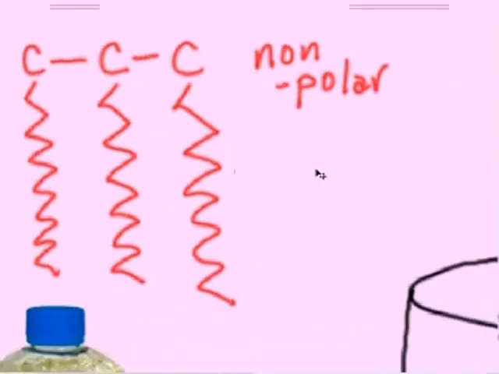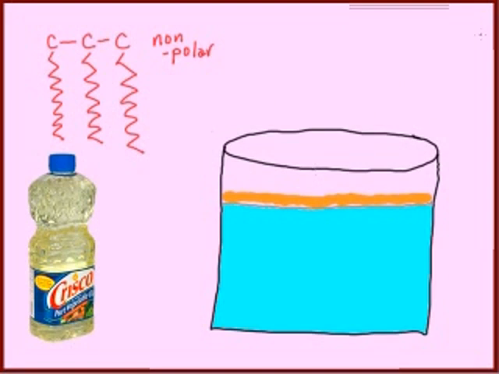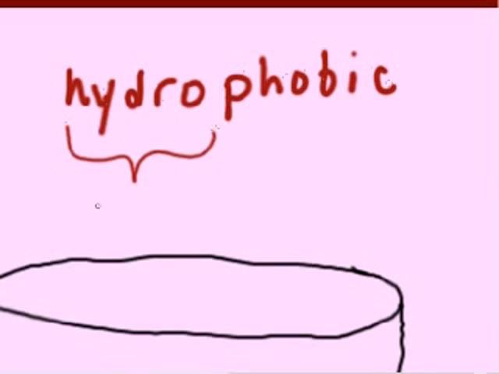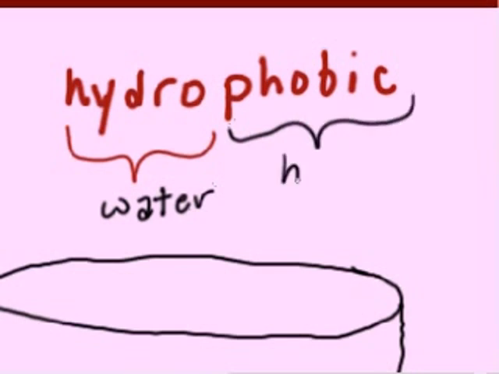And so we give a name to substances that don't dissolve in water. We learned before that substances that can dissolve in water, we call hydrophilic. But substances that cannot dissolve in water, we call hydrophobic. Now hydro, as we've learned before, means water, and the root word phobic means hate, or fear. So it hates water.